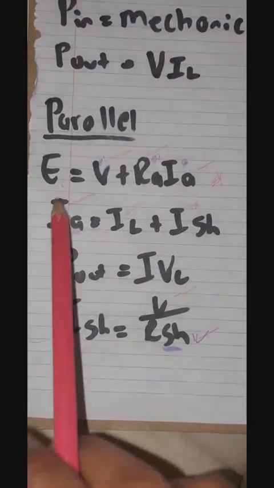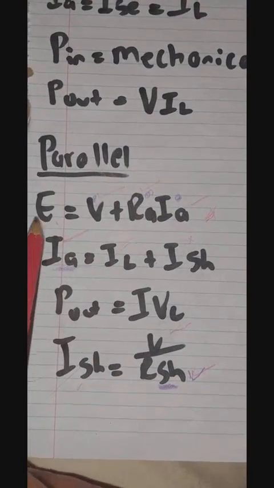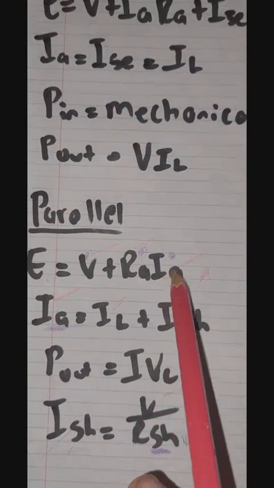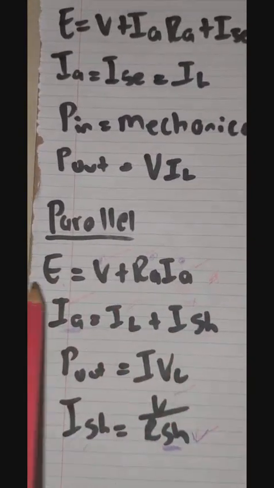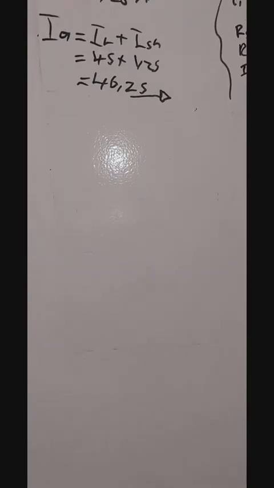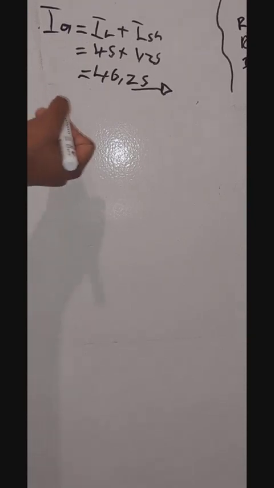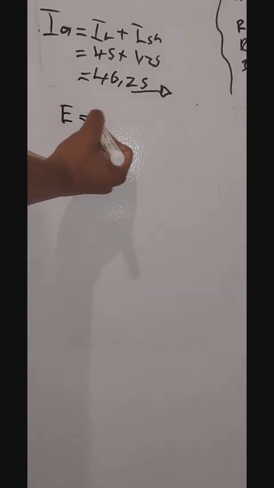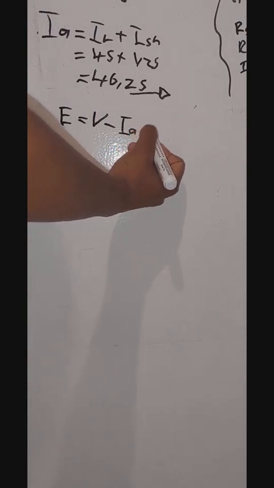So since we are dealing with parallel, we are chilling here. So we have the EMF, right? Do we have V? Yes. Do we have RA? Yes. Did we solve for IA? Yes. So we are going to use this formula to solve for the EMF. E is equal to V plus RA IA. So for the EMF, we are going to use E is equal to V minus IA RA.